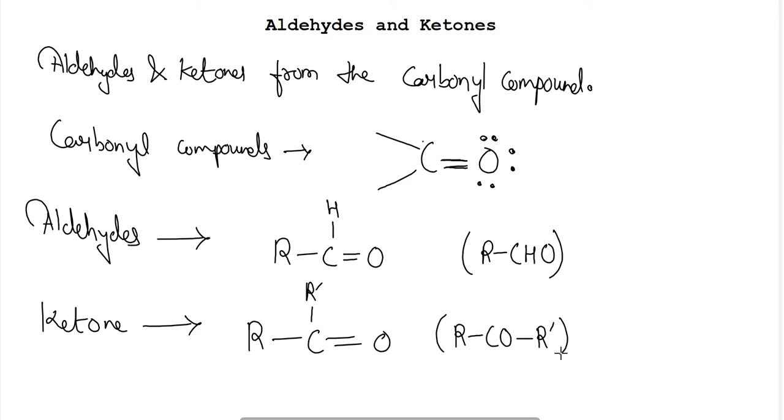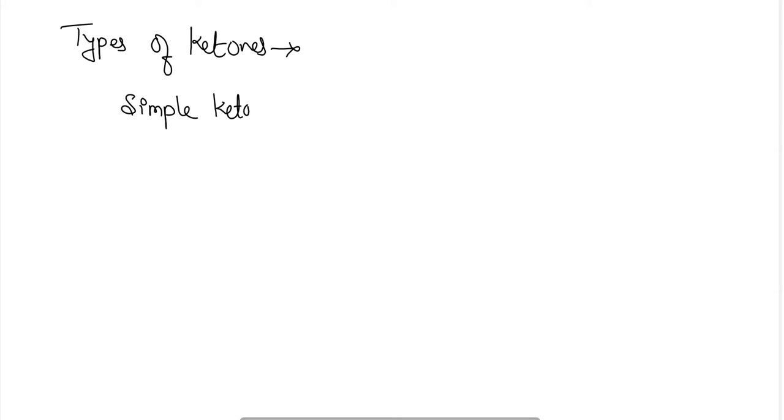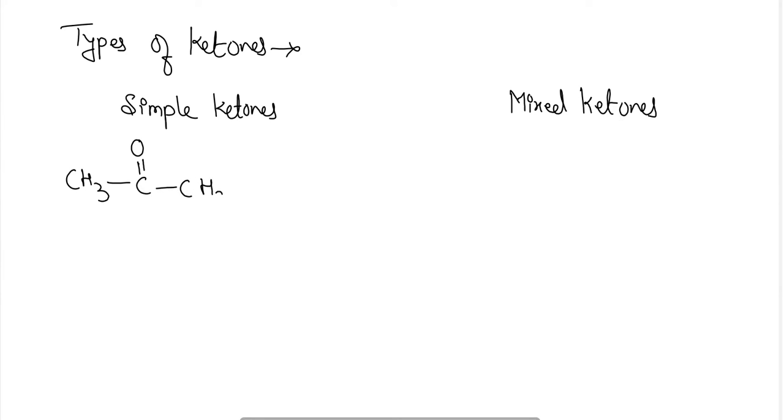Now ketones can be of two different types. Aldehydes are generally of one type only, but ketones can be classified into two types: simple ketones and mixed ketones. So what are simple ketones? When both the alkyl groups attached to the carbonyl group are the same.